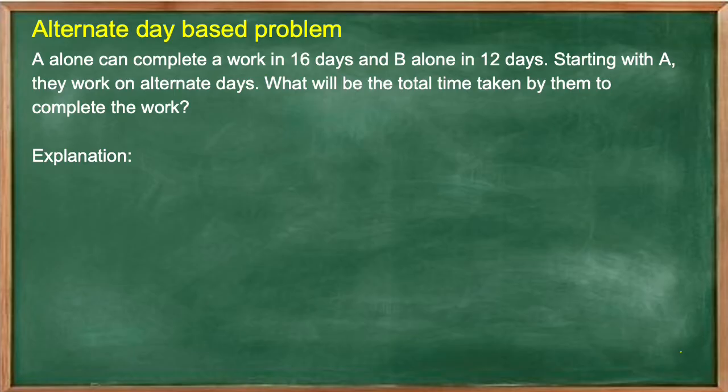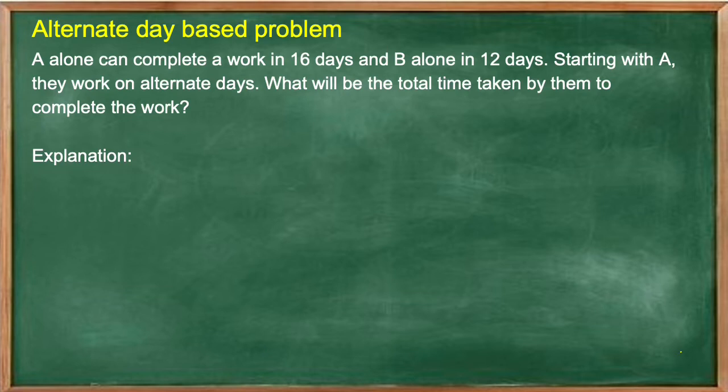Alternate day based problem. This concept is based on two persons of different capacity working on alternate days. The question is, A alone can complete a work in 16 days and B alone in 12 days. Starting with A, they work on alternate days. What will be the total time taken by them to complete the work? Let's understand the question first.